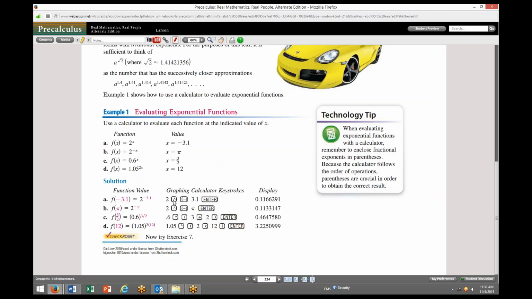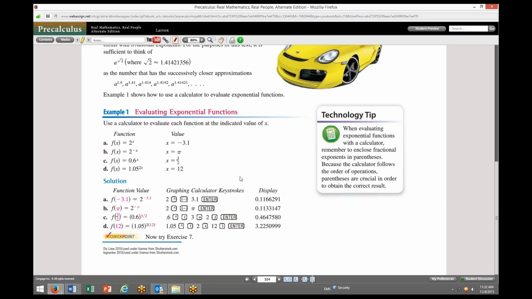So make sure you know how to do it with your own calculator. And of course, then you go to the exponent key, with the negative that's in parentheses to start the expression. And then 3.1, hit enter. And you get 0.1166291, whatever. Well, that's the answer. So 2 to the negative 3.1 is just a little more than 1/10.